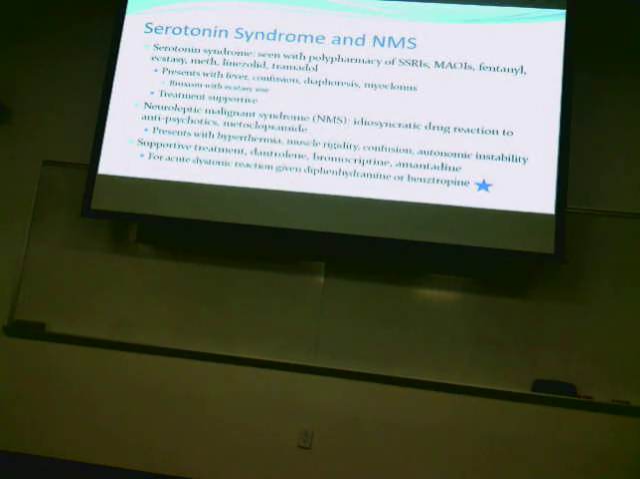Serotonin syndrome is seen with polypharmacy of SSRIs, MAOIs, fentanyl, ecstasy, meth, linezolid, or tramadol. And so it presents with fever, confusion, diaphoresis, and myoclonus. So those are pretty nonspecific symptoms. And there's a lot of overlap with these symptoms and neuroleptic malignant syndrome. The treatment for serotonin syndrome is supportive. There's not anything that you give for that.